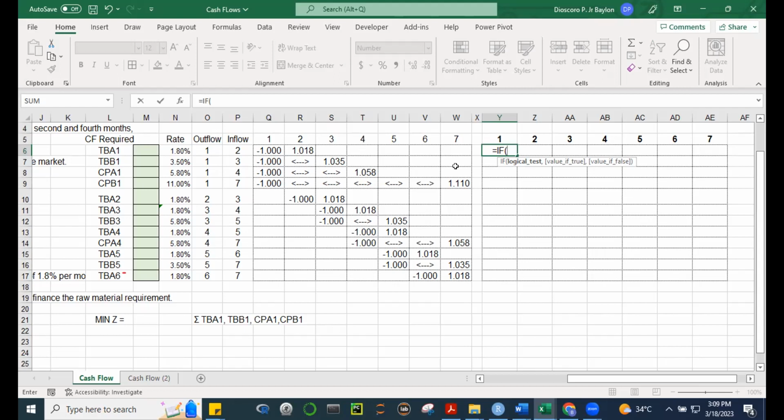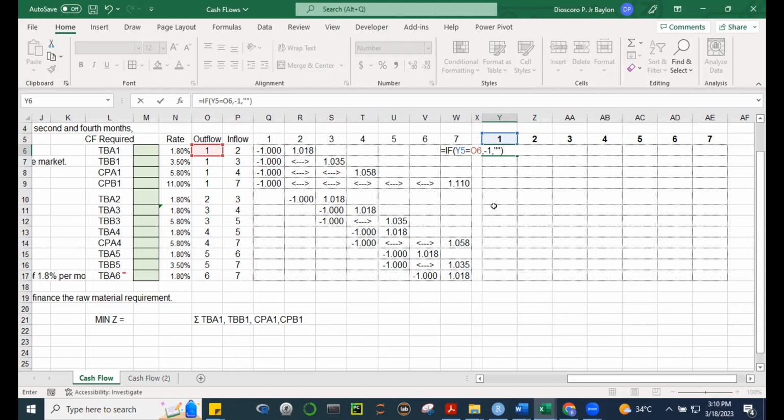So in order to test whether a particular investment anywhere here is an outflow or not, we go to this column, because this column tells us that these are outflows, right? And it will take on -1. So if this cell, we compare the month, right? If this is equal to this, then it should get a value of -1. Otherwise, let's leave it blank first.